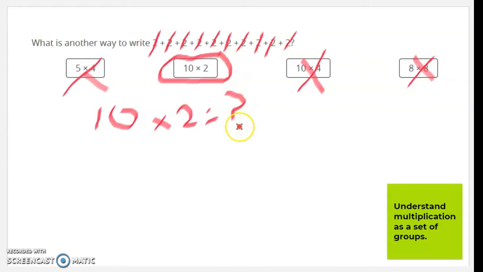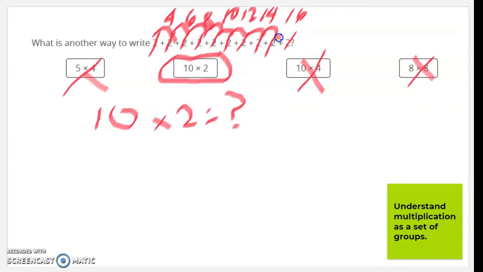But how much is 10 times 2? We are going to add 2 how many times we have it here. We have 2. 2 plus 2 is 4. 4 plus 2 is 6. 6 plus 2 is 8. 8 plus 2 is 10. 10 plus 2, 12. 12 plus 2 is 14. 14 plus 2 is 16. 16 plus 2 is 18. 18 plus 2 is 20. So 10 times 2 is equal to 20. We have found the answer. 10 times 2 or 2 times 10 is equal to 20.